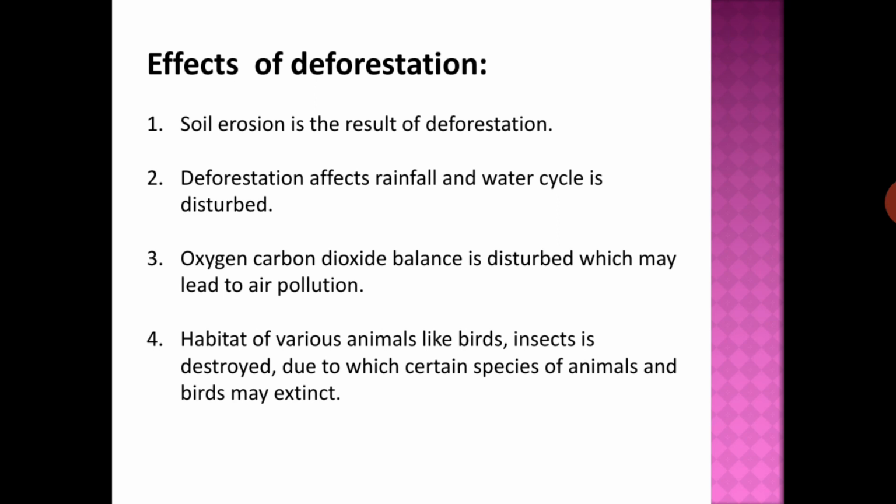And the habitat of various animals like birds and insects is destroyed, due to which certain species of animals and birds may become extinct. Here, if we cut a forest or plants, then the animals or various birds or organisms will not get a natural habitat. That's why nowadays wild animals are coming into the cities also. Have you seen, I think, in newspapers or on TV? And some birds and some animals are becoming extinct due to deforestation also.